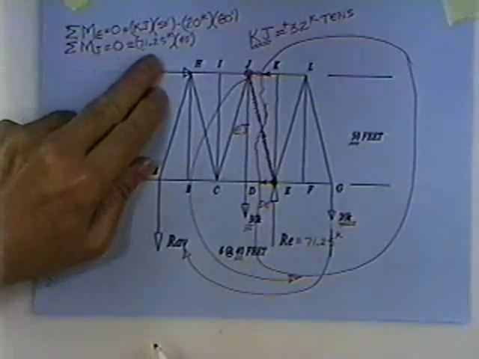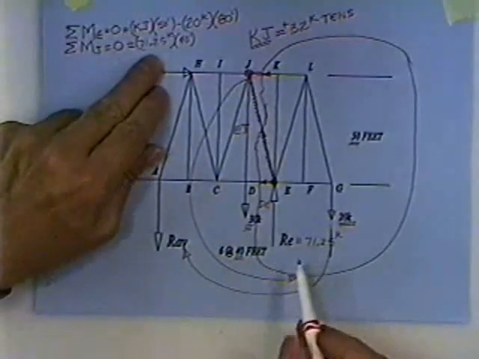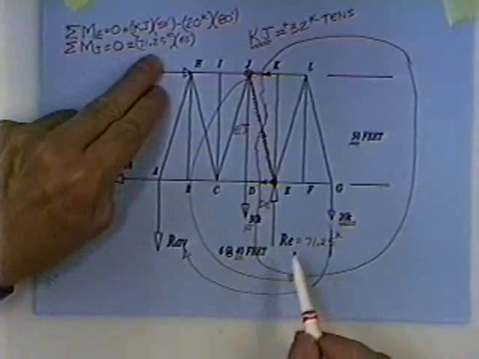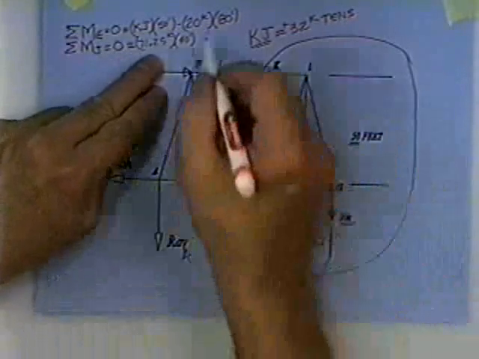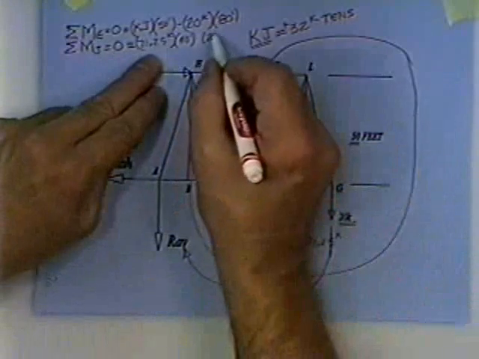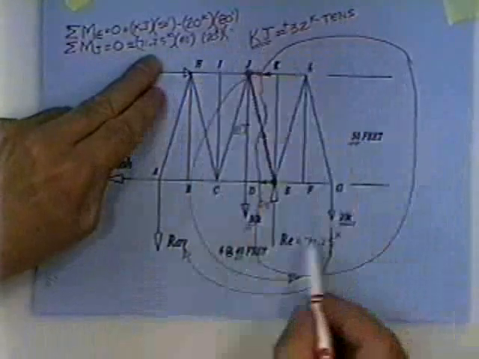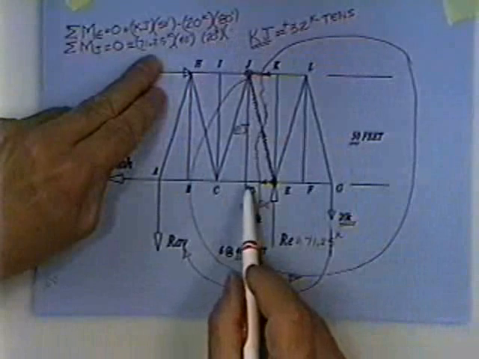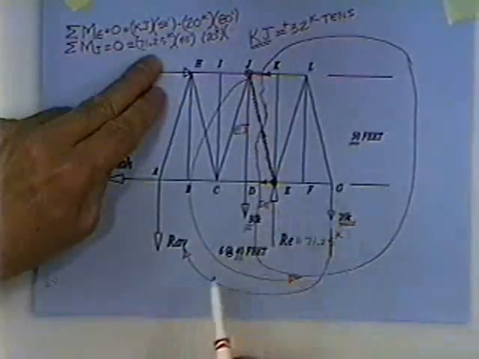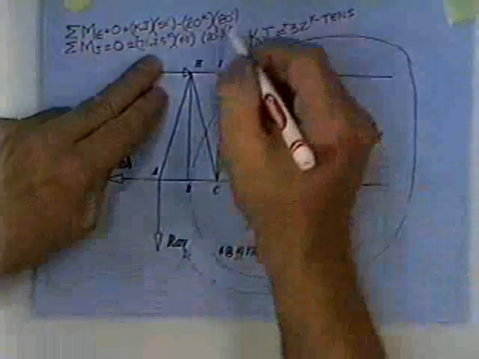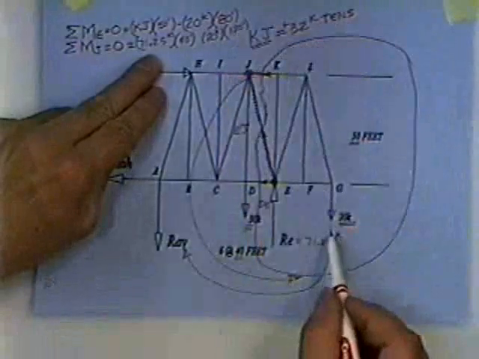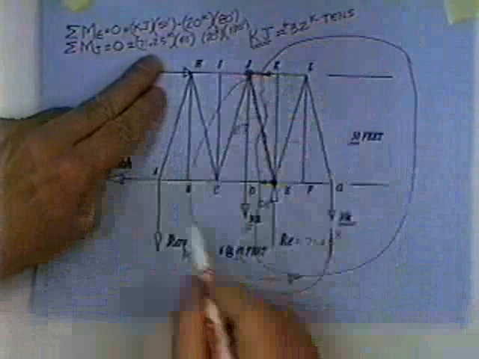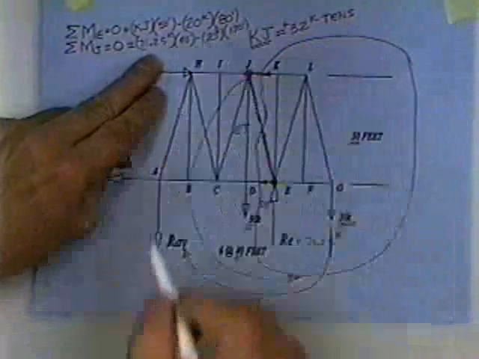Okay, so moments about J is equal to 71.25 kips times a 40-foot moment arm. And then there's a 20 kip force. His moment arm about J is 1, 2, 3 40-foot panels, which is 120 feet. His tendency to roll, should he get away from me, is negative.